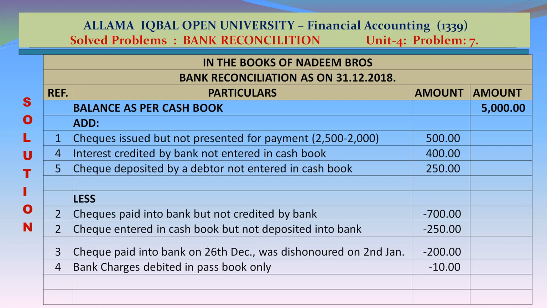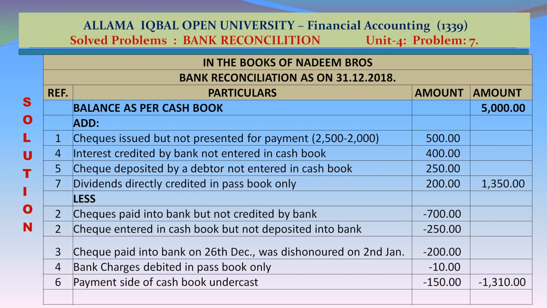5. Add: checks deposited by the debtor not entered in the cash book, 250 rupees. 6. Less: payment side of cash book undercast, minus 150. 7. Add: dividends directly credited in the passbook only, 200 rupees. Total additions 1,350. Total deductions 1,310.